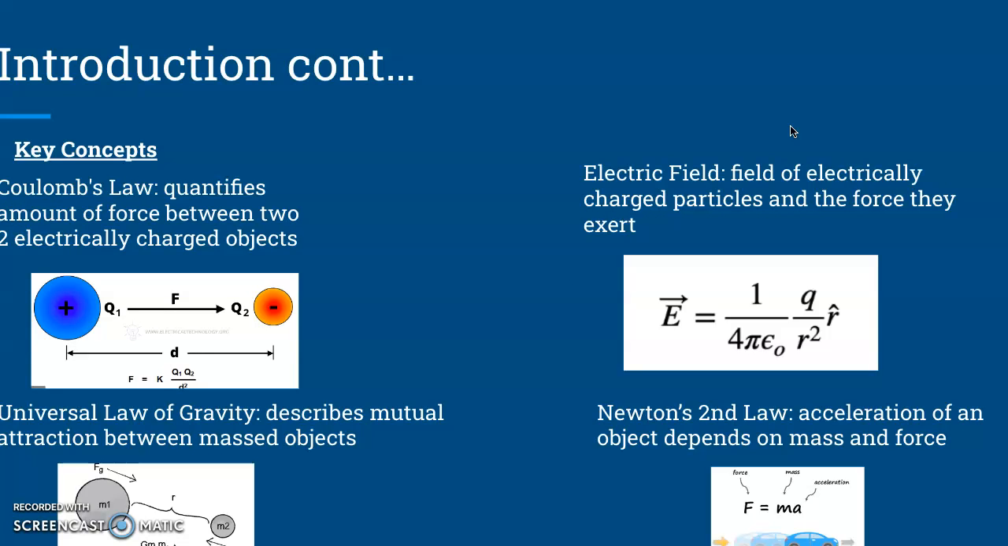To complete this lab, we needed to understand a few key concepts. The first of which is Coulomb's law, which quantifies the amount of force between two electrically charged objects as seen in the diagram below. The second of which is the electric field formula. This explains how the field of an electrically charged particle and the forces they exert interact. The third is the universal law of gravity, which describes mutual attraction between massed objects and is described in the formula as seen below. The final one is Newton's second law, which describes how an acceleration of an object depends on the mass and force applied.